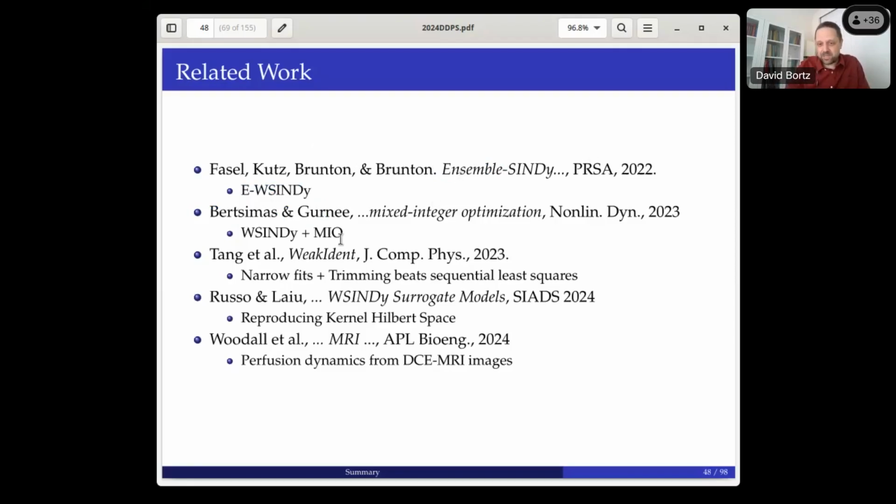There's even some people at MIT doing mixed integer optimization. There's ways to improve the sparse regression. Sung-Ha Kang at Georgia Tech is leading a group that's doing some of that. There's even some really nice theoretical results, basically casting this in a reproducing kernel Hilbert space. And the WSINDy algorithm is sort of projecting in a way that is accurate, et cetera.